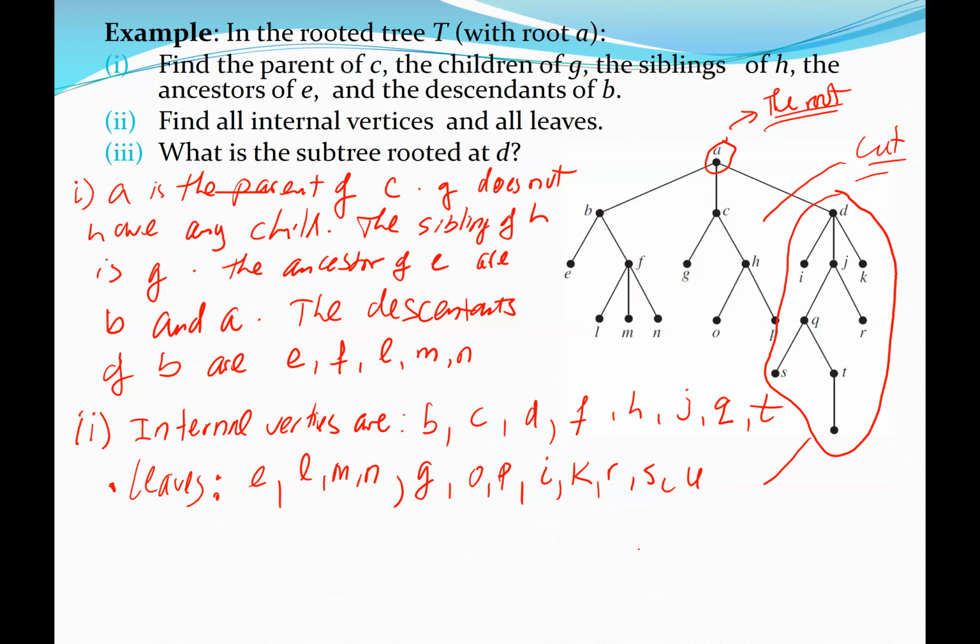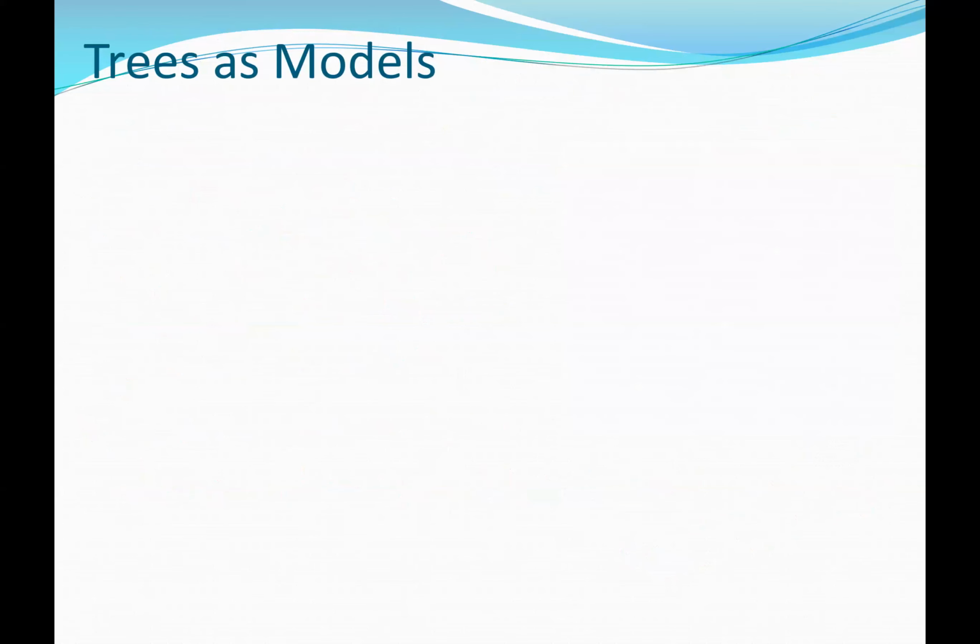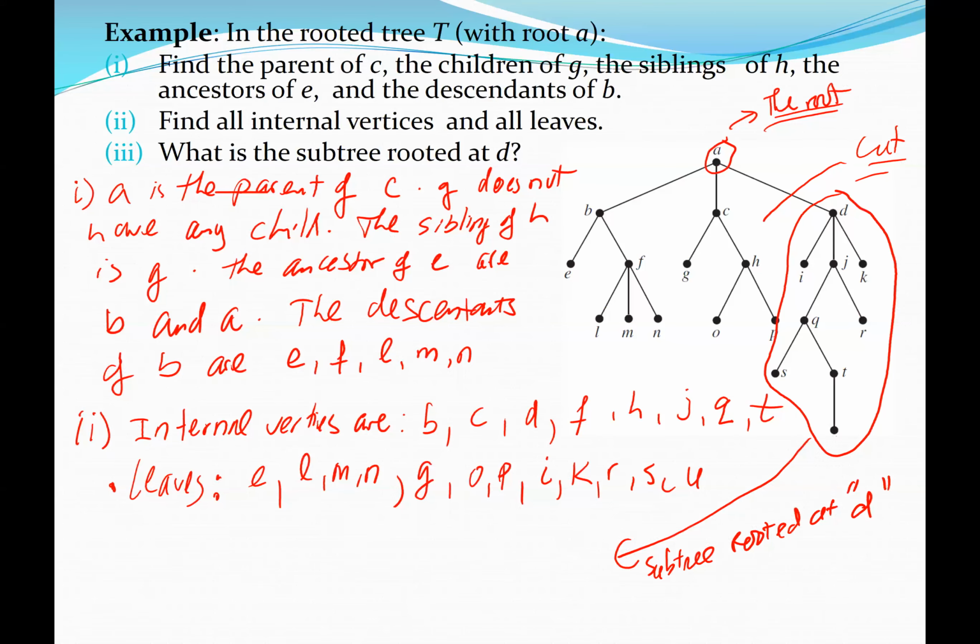So that will be the subtree rooted at D. Okay, the entire thing. Subtree rooted at D, right? You cut out the entire thing. So you have I, J, K, and then Q, R, S, T, U. All right, makes sense, guys? So that's a little bit of definition that you see. Let's go through the example that we have.